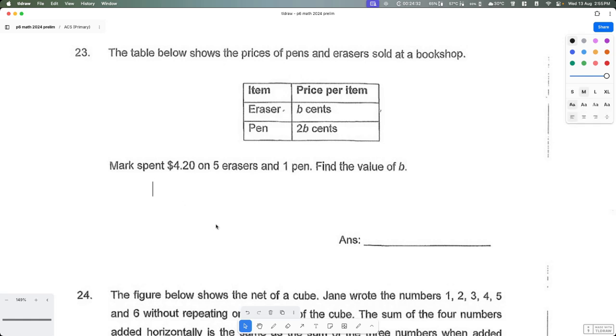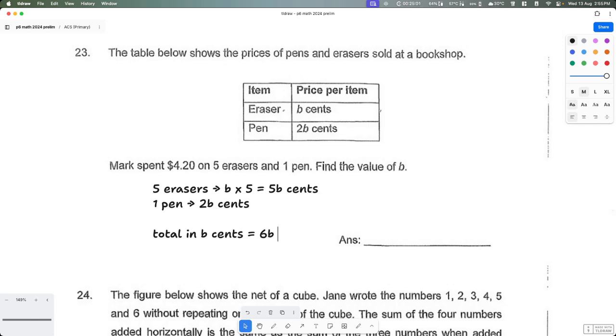5 erasers is equal to B times 5, which is 5B cents. And then we have 1 pen, which is equal to 2B cents. I'm going to put cents, so it's easier. That means the total in B cents is equal to 5B plus 2B, which is equal to 7B cents.